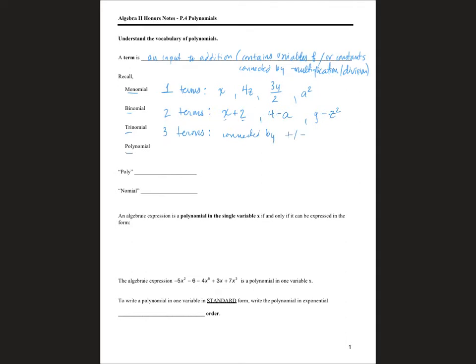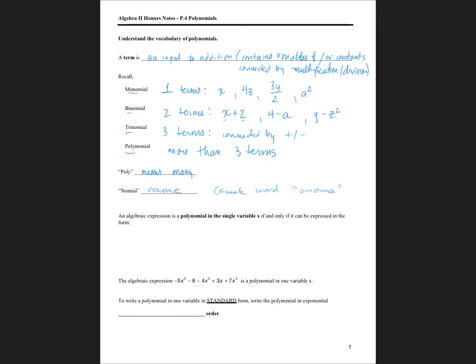And a polynomial is more than three terms. And where that comes from is, well, it's Greek. The word poly in Greek means many. And there's a Greek word, onoma, which is name. So nomial comes from the Greek word for name.